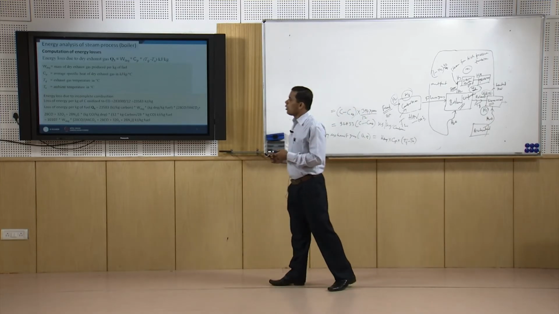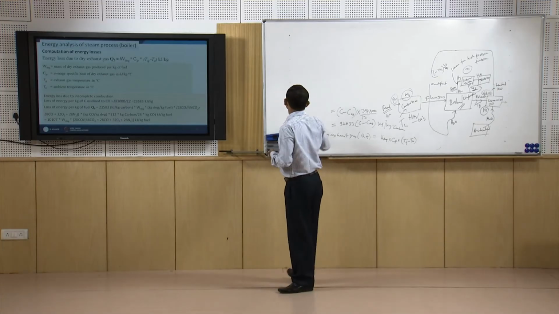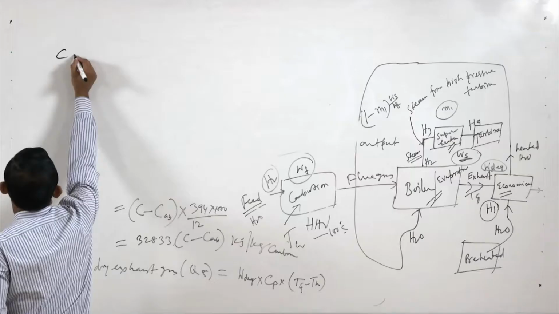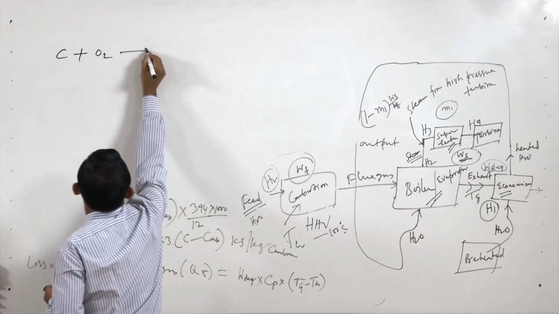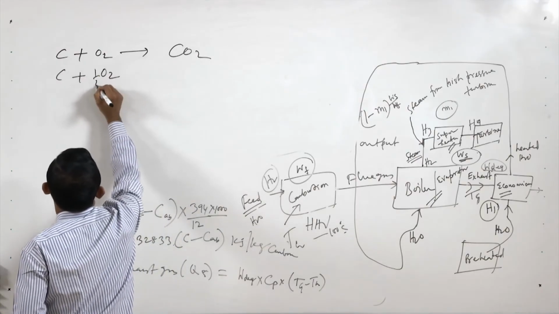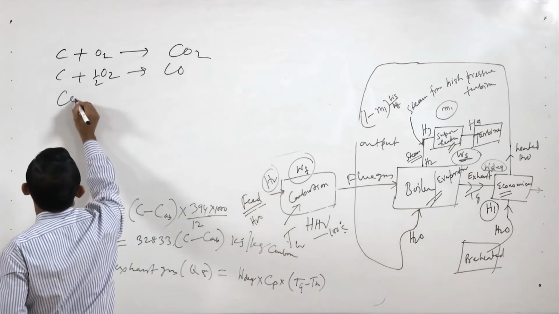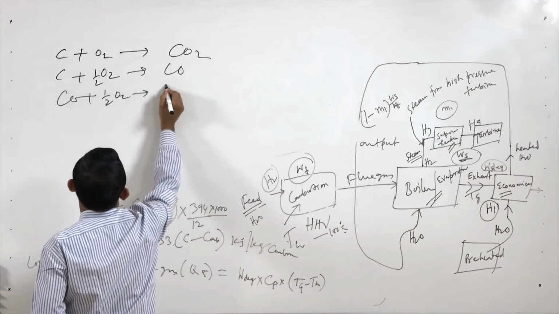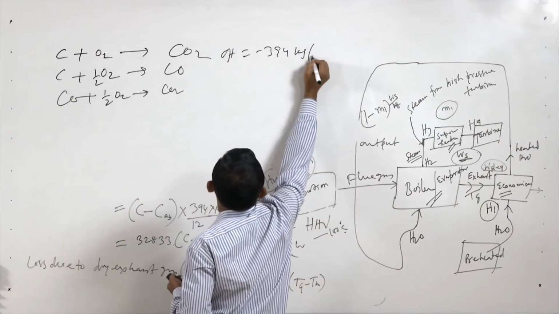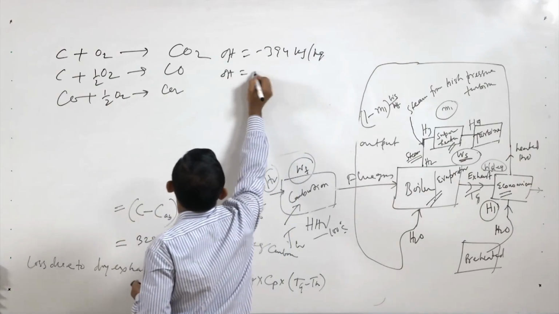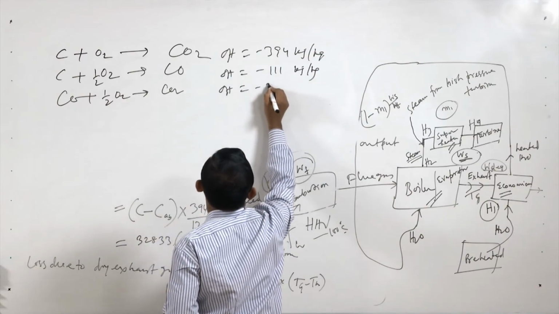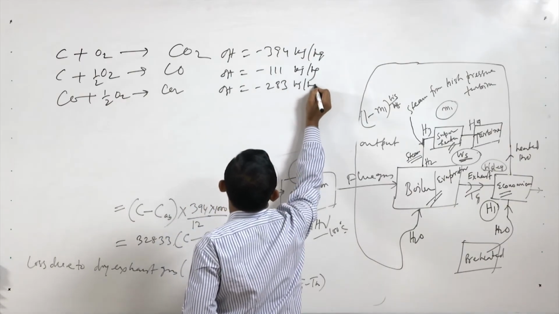Now, we will see loss due to incomplete combustion. Incomplete combustion means carbon which is present in the feedstock can react with oxygen to give CO2, or it can react with oxygen and give CO, or CO can further react to give CO2. Here del H is equal to minus 394 kilojoule per mole, here del H is equal to minus 111 kilojoule per mole, and here del H is equal to minus 283 kilojoule per mole.